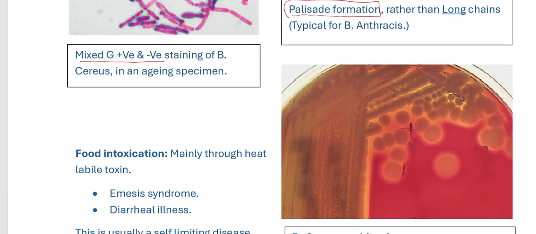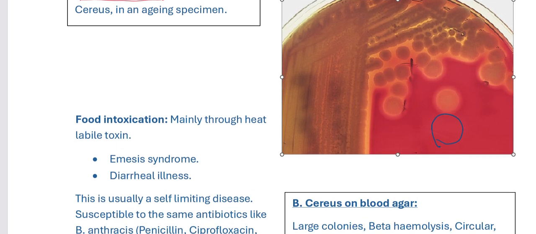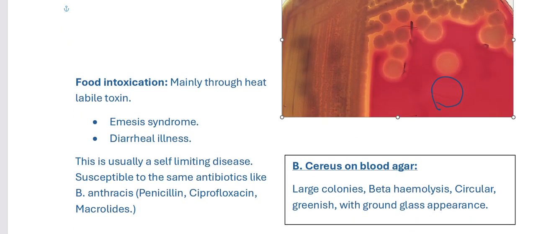The colonies of Bacillus cereus are large, usually 7 millimeters, and they show hemolysis around it, which is different from Bacillus anthracis, and it has a grayish green appearance with ground glass texture. Bacillus anthracis shows smaller colonies and doesn't show any hemolysis around it.